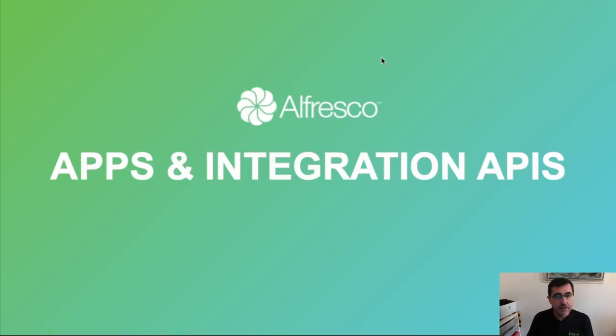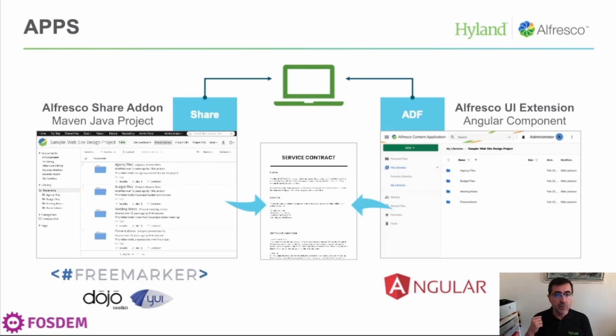Let's start with that. If we talk about Alfresco applications and integration APIs, just for you to understand how to integrate a solution with Alfresco, we can think of the main user applications, that these days are two of them. We have one that is named Share. This web application is the legacy web application that provides the access to the documents and all the collaboration features, and it's built on top of FreeMarker, Dojo Toolkit, and YUI. So they are older technologies, and the development happens in Java. So we are creating Java projects in order to extend this application.